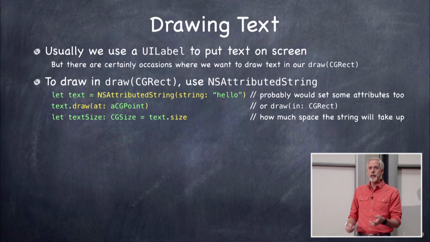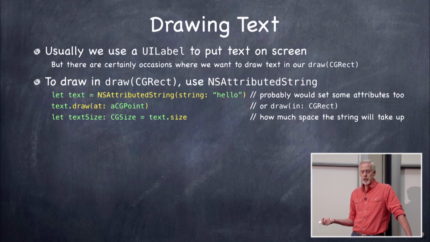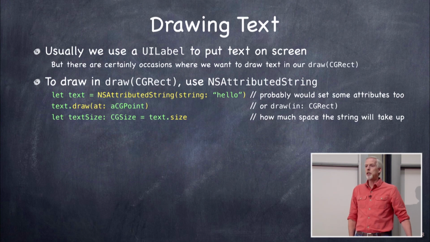You can also do draw(in:), and it'll draw it in a rectangle, starting in the upper left corner of the rectangle. And you can also get the size of the text by just asking the attributed string what is the width and height necessary to fit this attributed string. So super easy to draw text in your draw rect. You just use an attributed string.